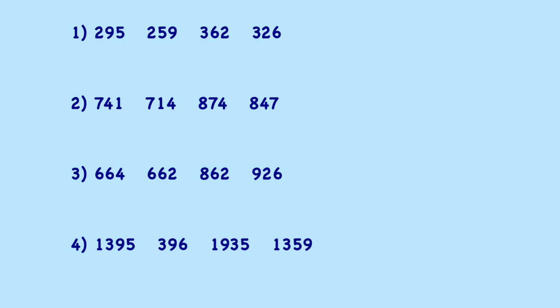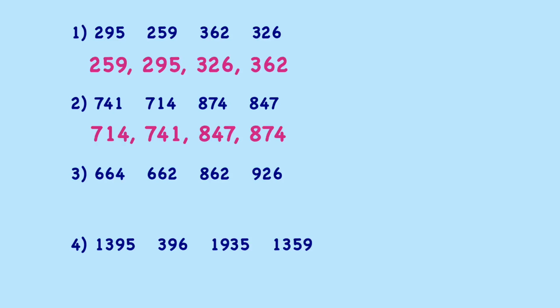How did you do? Let's go through the answers. So question 1, in order the numbers were 259, 295, 326 and 362. Question 2, in order from smallest to largest, 714, 741, 847, 874.